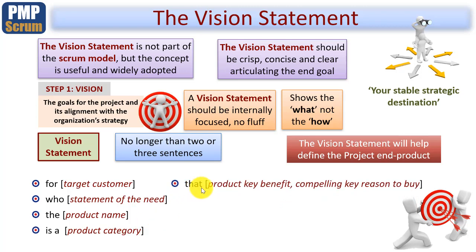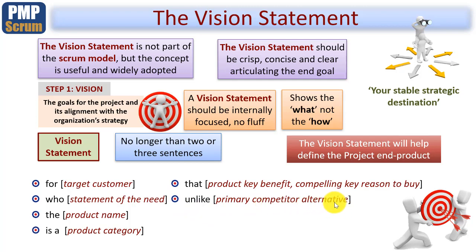That, and here's where you give it the outcome, the key benefit from this end product of your project, and the compelling reason why you'd want to buy it or invest in it or use it. Continuing, unlike, and this is where you say either the current situation or a competitor.